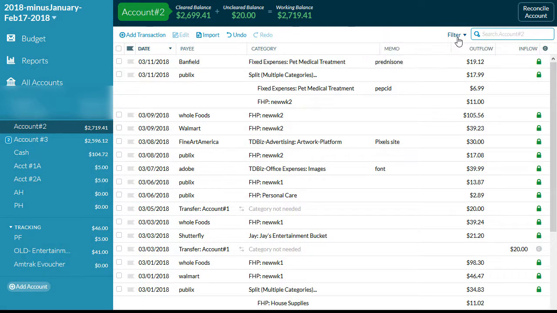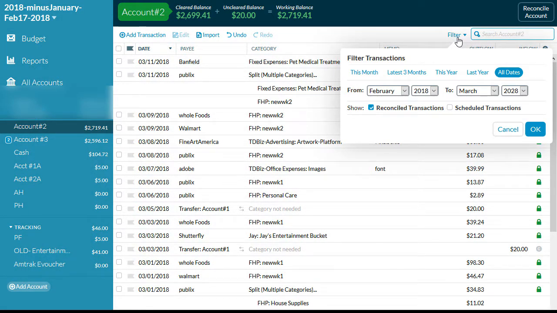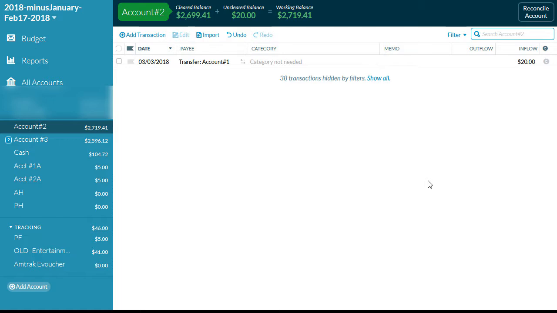And now I can go back to my filter. I just wanted to show you that so you would see that they changed. And I'm not going to show reconciled transactions anymore. So the only outstanding transaction is this $20 that was supposed to come out on the 3rd of March. So I have to check into that and see why that hasn't happened.